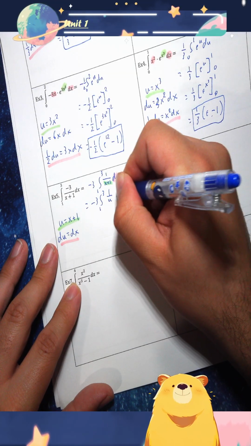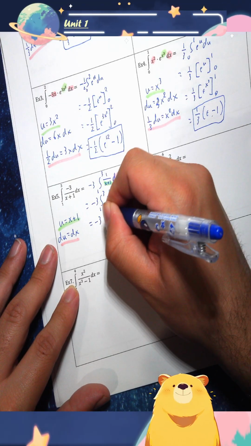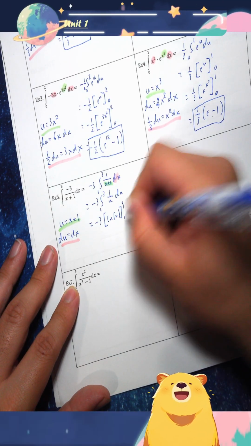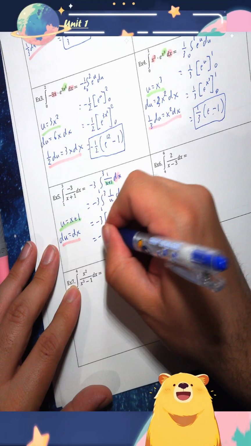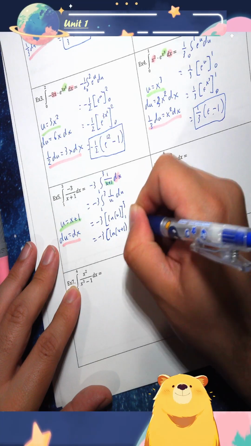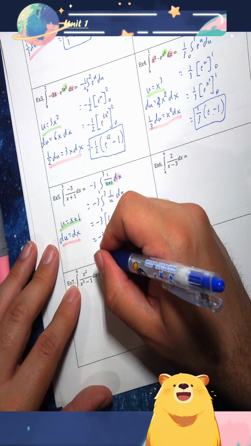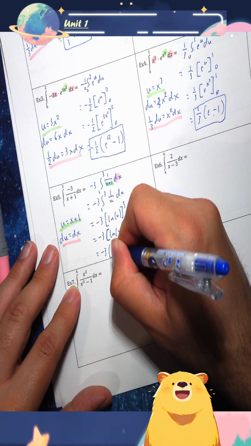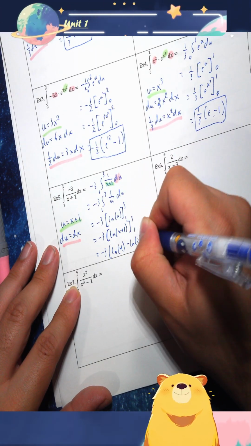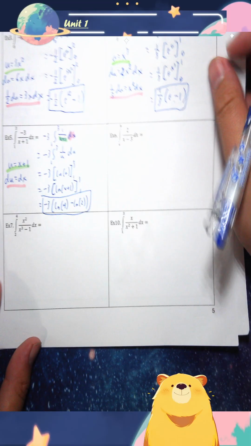1 over u du. And I get ln of u from 3 to 1. Plug back in where we're using the x. And then we plug in 1 and 3 respectively. We'll get -3 times ln of 4 minus ln of 2. Okie doke.